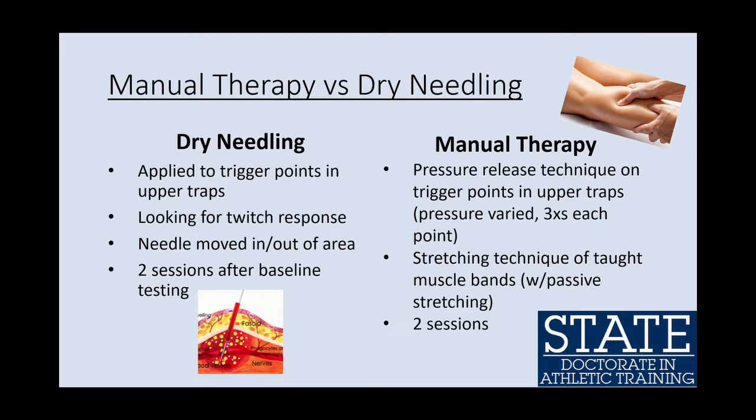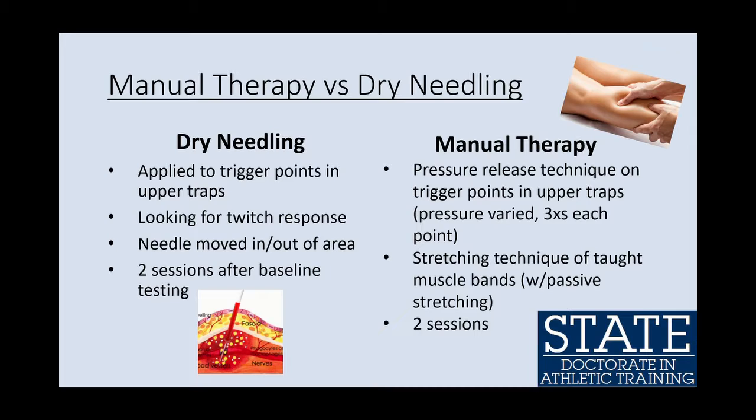So manual therapy consisted of several things. The first thing was a pressure release technique on the trigger points, like I previously talked about. Pressure, the theory is that it mechanically unlocks the fibers without having to use ATP. And so this technique was done on the trigger points in the upper traps as well. And then the pressure varied, so the hope was that the pressure grew stronger, and they applied 3 types of pressure for each point.